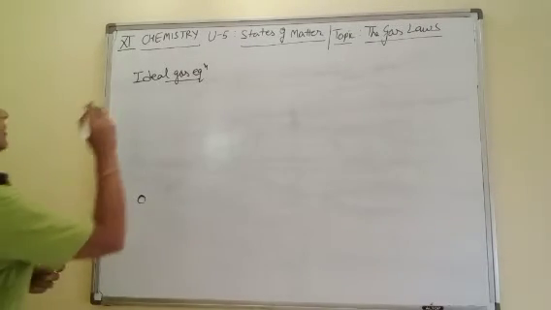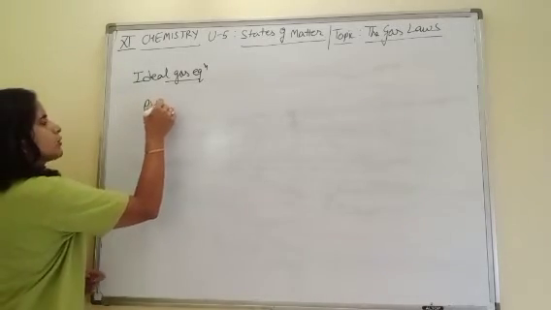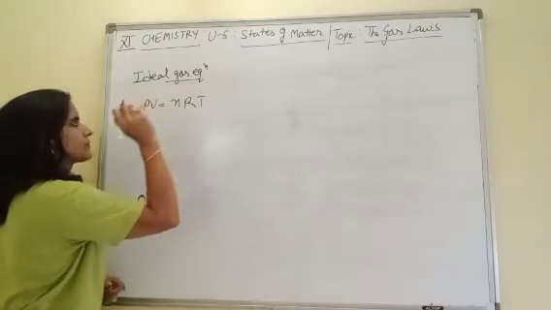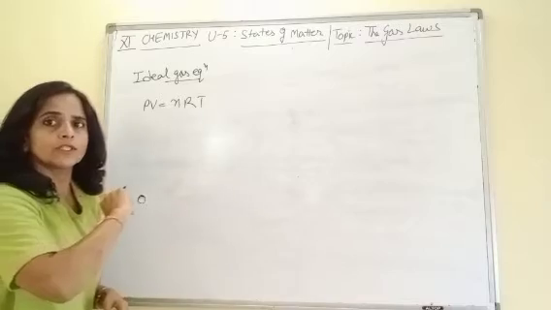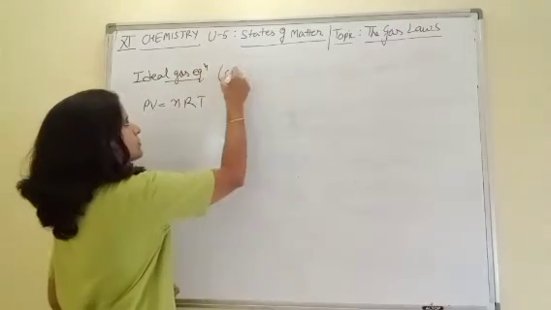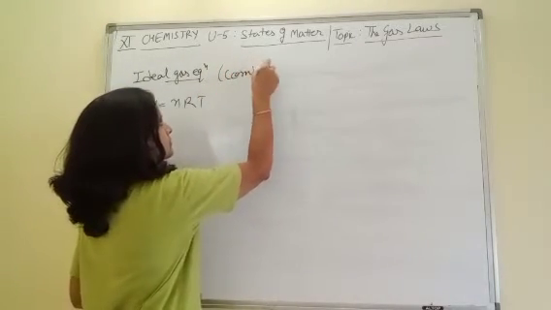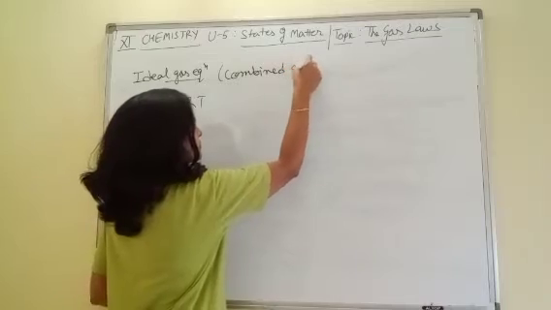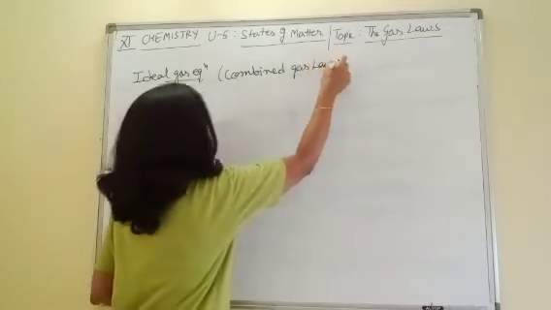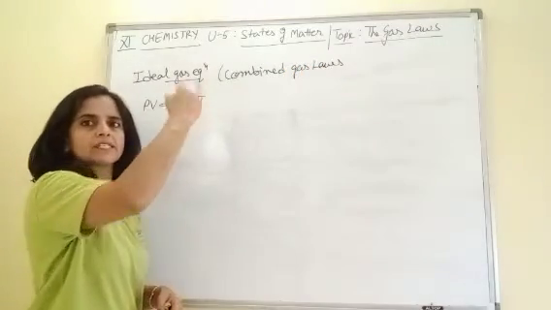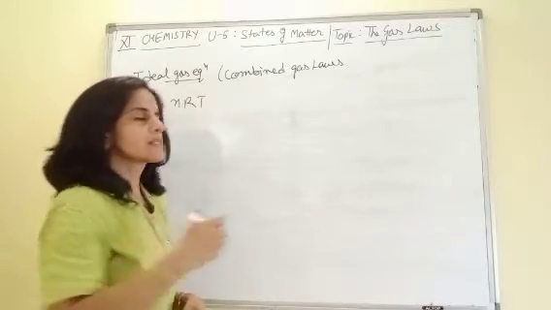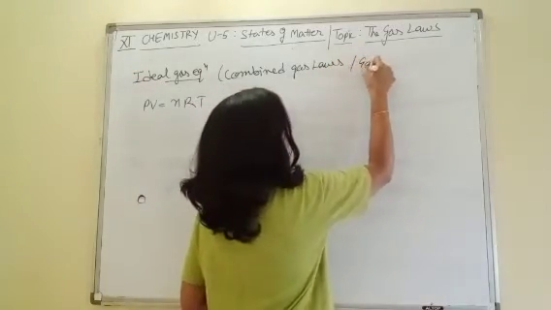Another point about the ideal gas equation, PV equals nRT: this ideal gas equation is also termed as the combined gas law, because we derive this from all the gas laws, no? As well as this, it is also termed as the equation of state.